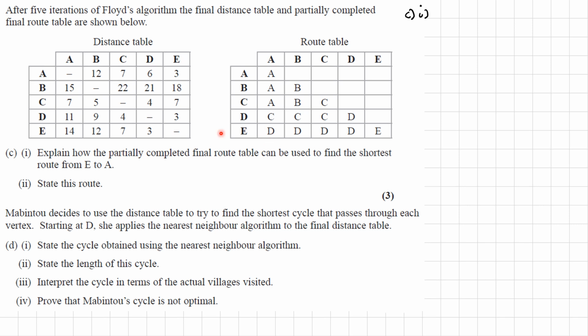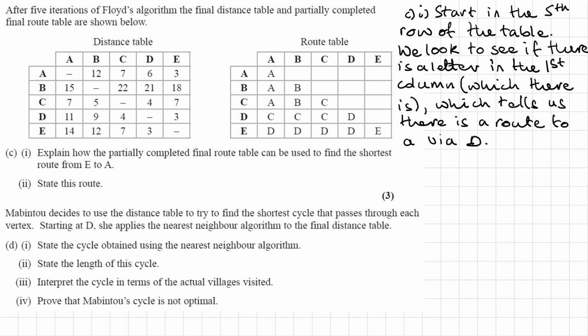So the first thing that we would do is we would start in the E row, the 5th row of the table. Then we look to see if there's a letter in that row and the column of A. Yes, there is, and so that tells us that there's a route from E to A via D. We then look to see if there's a route from E to D, which there is, so that's just going directly to D. That's going to be the minimum shortest route.